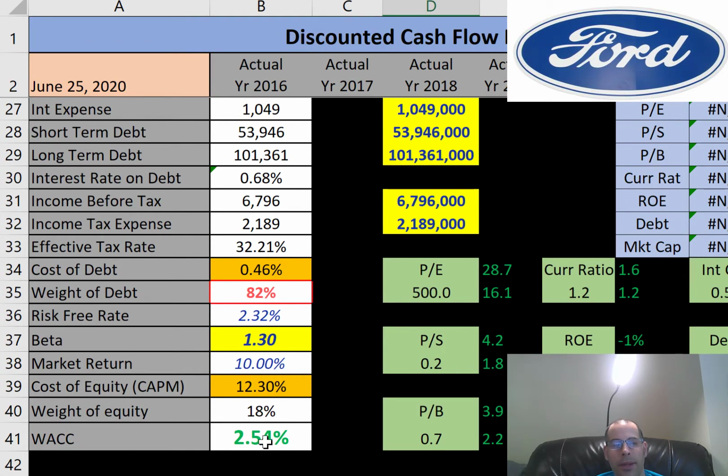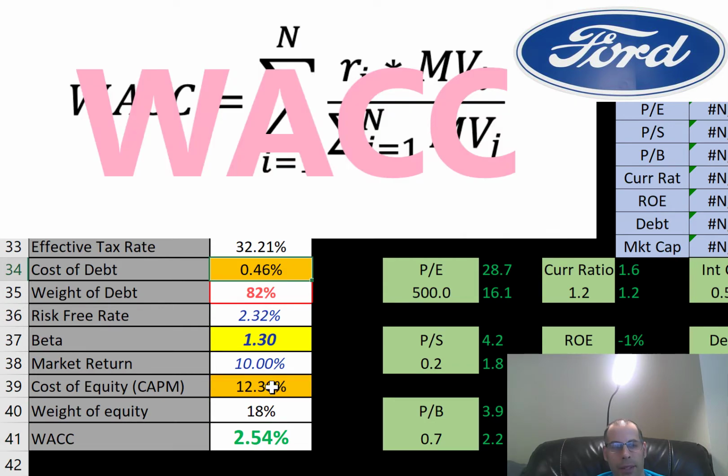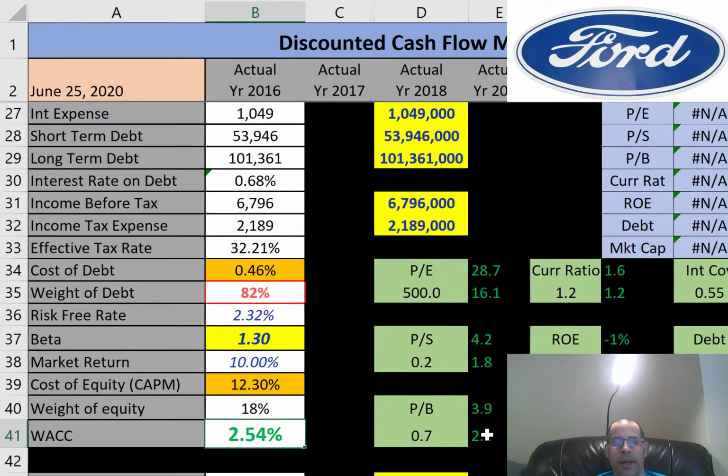So we figured out the cost of capital because it's a blend of cost of debt and cost of equity, and that's what we call the WACC. It's 2.54%, and that's what we're going to discount the future cash flows by.